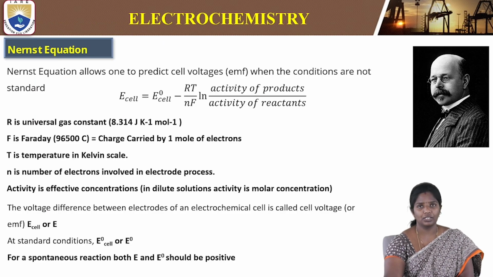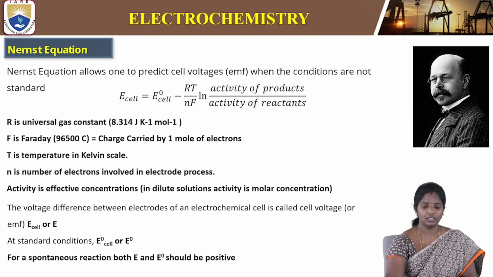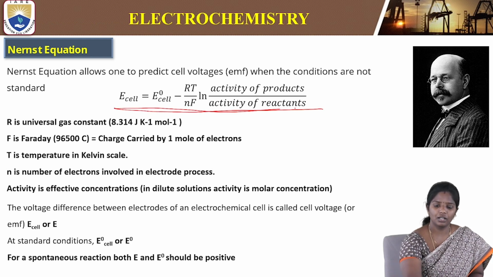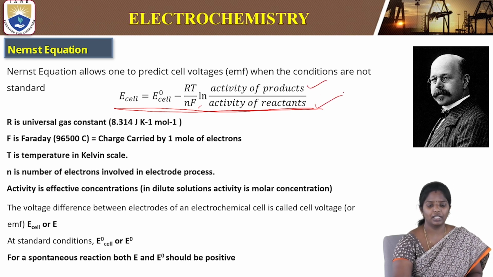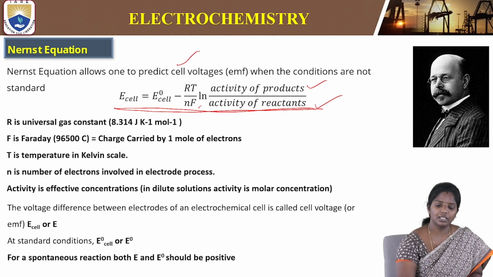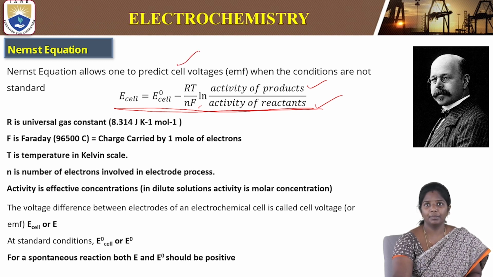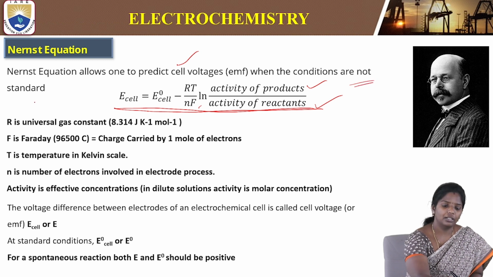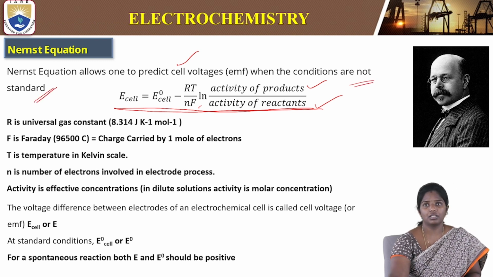So then, the Nernst equation. What is the Nernst equation? This is the Nernst equation, which is given as E cell is equal to E naught cell minus RT by NF ln activity of products by activity of reactants. Why is it required? It helps to predict the EMF of the cell when the conditions are not standard.